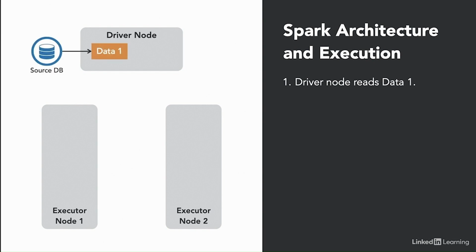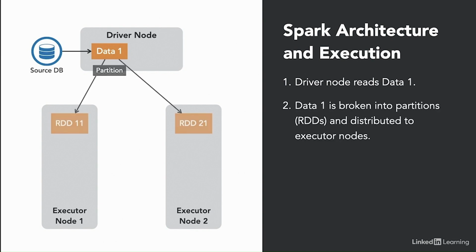First, the source data is read from an external source database into the structure data1. Data1 is then converted to a data frame or its internal representation, resilient distributed datasets or RDDs. During this conversion, it is partitioned and individual partitions are assigned and moved to the executor nodes that are available.